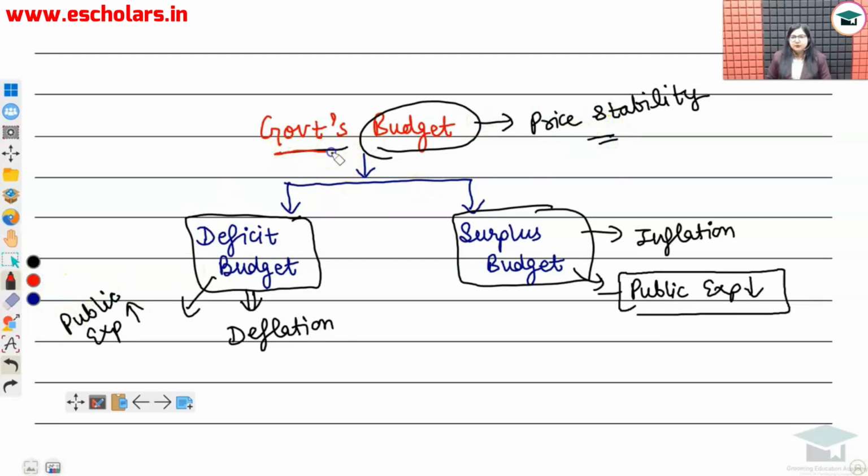So let's have a look. Government's budget. Basically, deficit budget is used in order to control the deflation in the economy, and vice versa. That is, surplus budget is used in order to control the inflation in the economy.